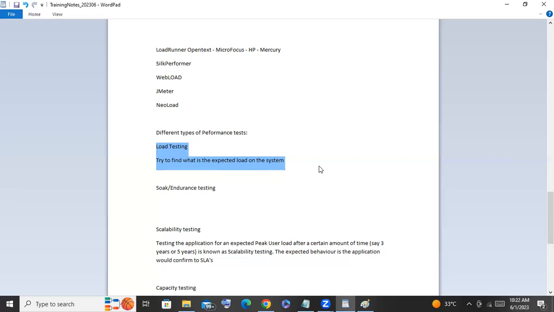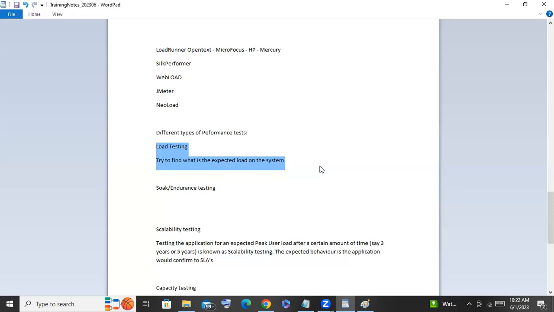Forget about 5 years, 10 years, or whatever. If I go live in this particular scenario, how many users would come into the application? How many transactions would there be? And whether my application would be able to sustain that load or not. If I'm not able to sustain that load, there is no point in going into production, isn't it? So we would do the load testing to start with.